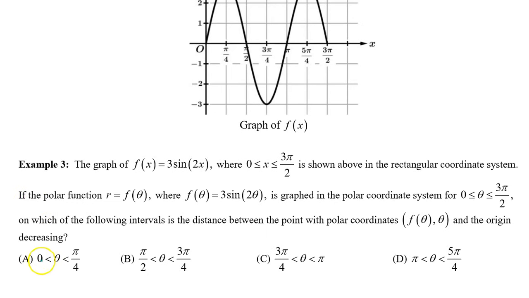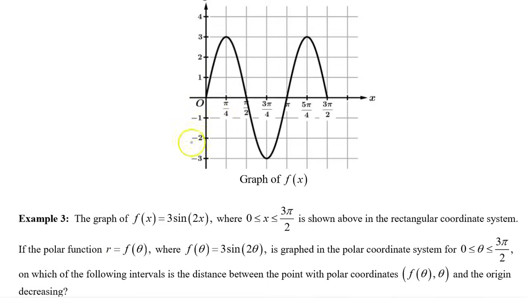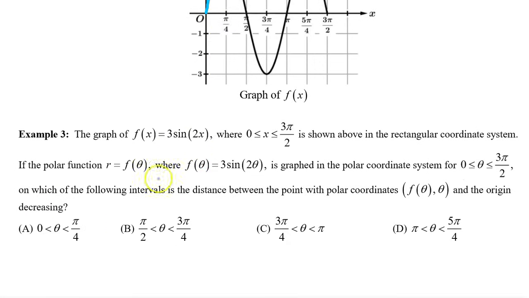Option A says the interval from 0 to pi over 4, so that would be from here to here. The distance from the origin, which is represented by the x-axis, is increasing. We are looking for where the distance between the point and the origin is decreasing, so the answer is not A.